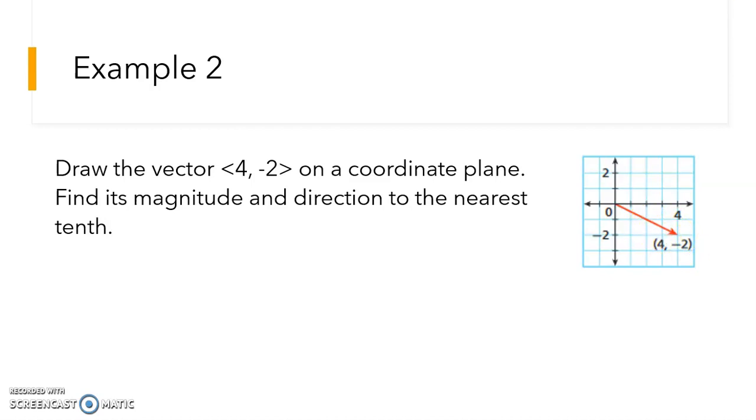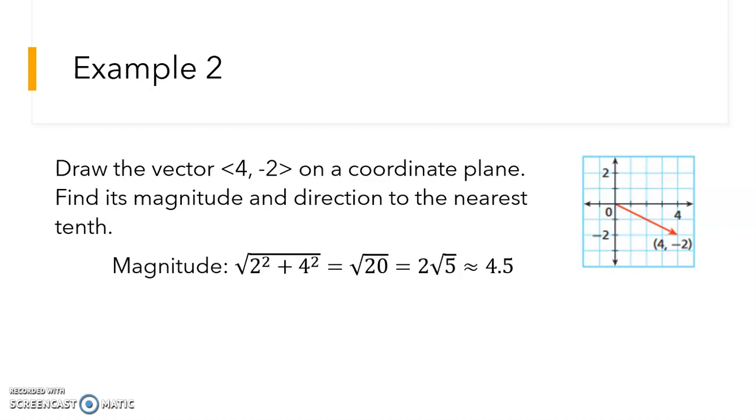Now we need to find magnitude and direction. So we're going to start off by finding the magnitude. See if you can use the Pythagorean theorem to find the magnitude of this vector, and then press play to see if you're right. To find the magnitude, I took the horizontal component 4 and the vertical component -2.